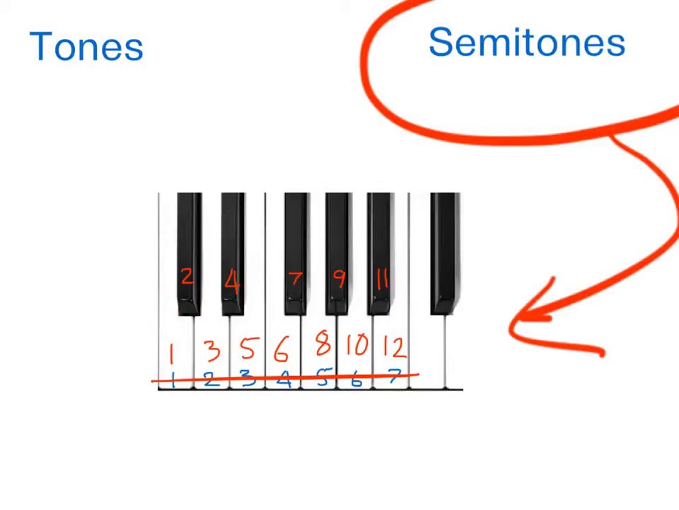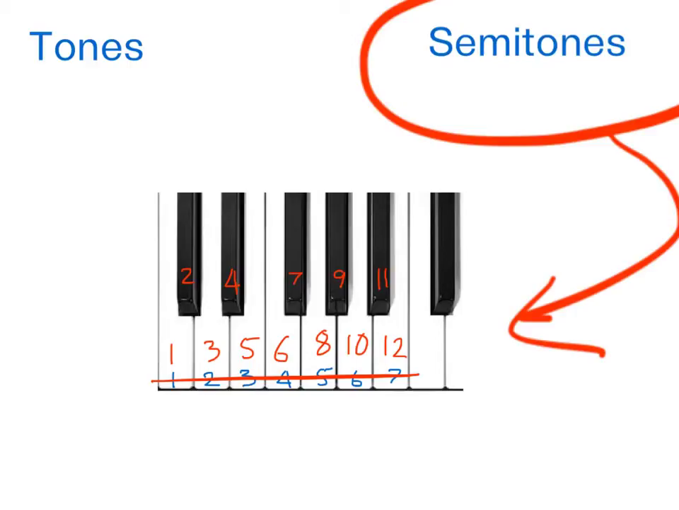Now it doesn't matter about black or whites, so you could go from 5 to 6. That's the smallest distance you can possibly go between two notes. So that is a semitone as well. You can't go between two blacks, so that's not a problem.